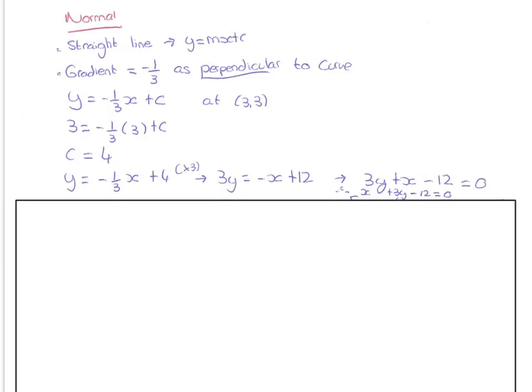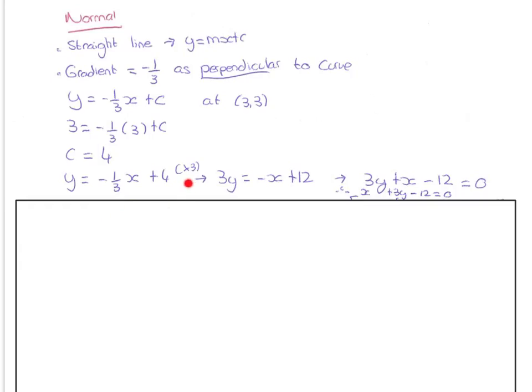Now, sometimes in the exam, quite frequently in C1, they ask you to write it in the form of ax plus by plus c equals 0. So basically, you've got to multiply through by the denominators of any fraction and bring everything to one side. So if it states in an exam question that you must leave it in that format, ax plus by plus c equals 0, make sure you do or you will lose a few marks.